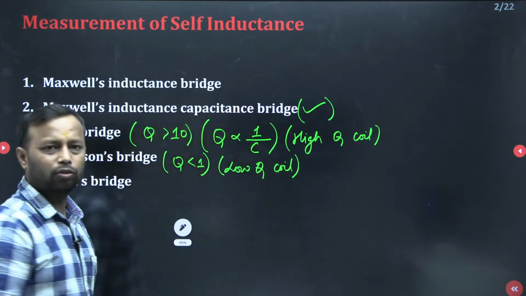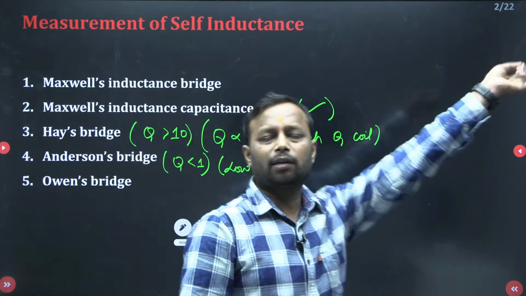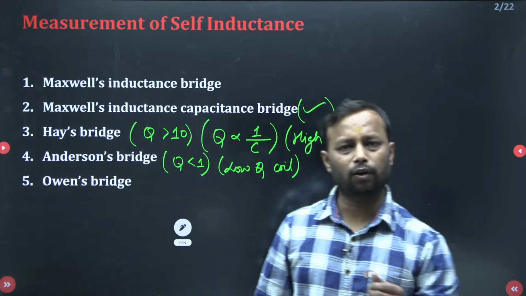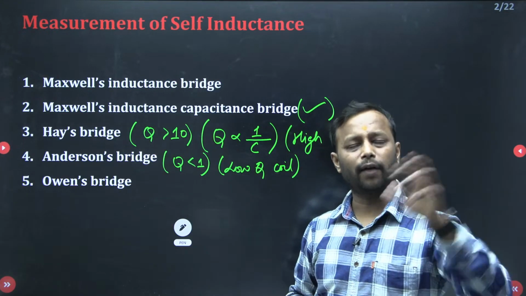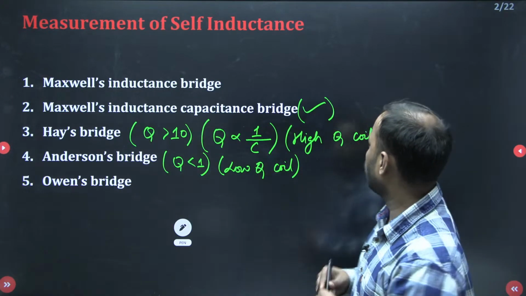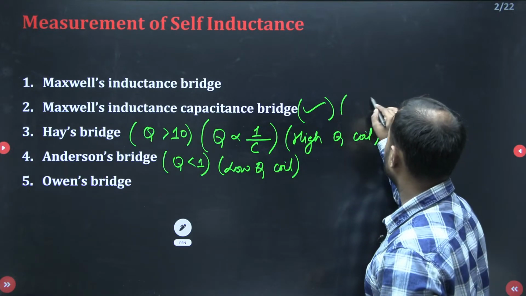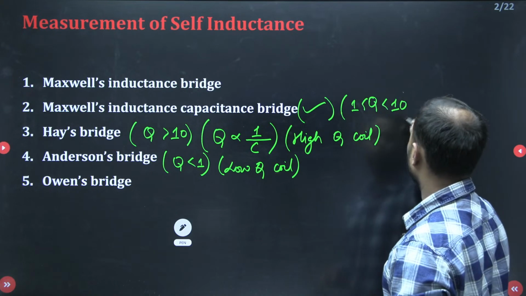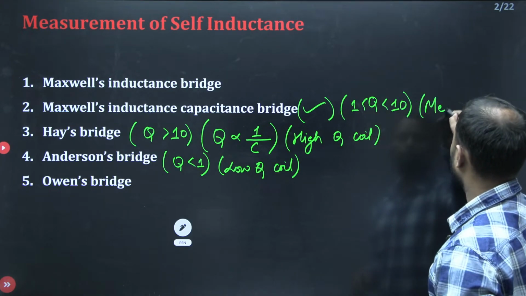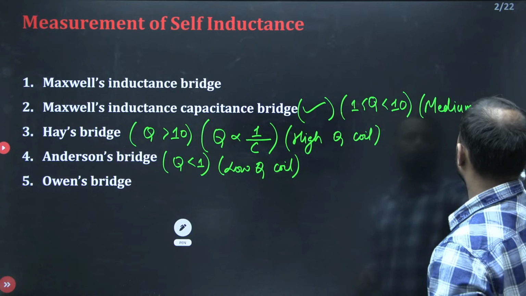Got the point? Any doubt? So please do remember, Anderson bridge is used to measure low quality factor of a coil. Hay bridge is used to measure high quality factor of a coil, and this Maxwell inductance bridge is used to measure the Q between 1 to 10. Therefore, it is said to be a medium Q coil.